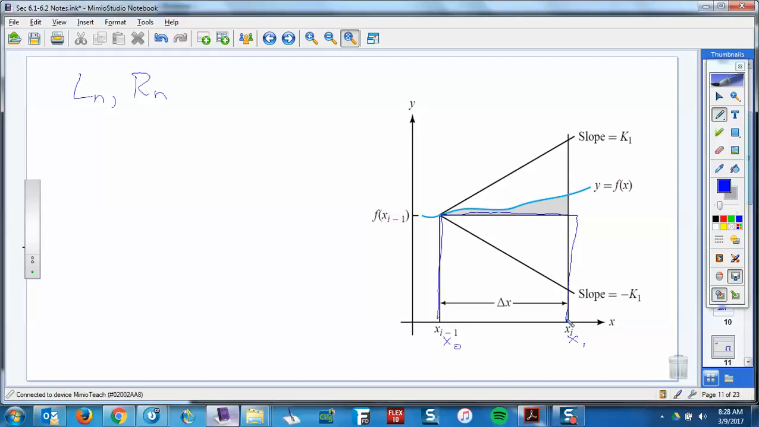How much is that left rectangle off? Okay, well, it's this gray area. That's how much it's off, right? Now, what did we say causes a rectangle to be off of the exact area? What causes a rectangle not to be the exact area?